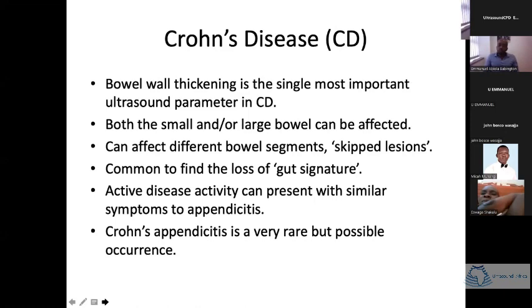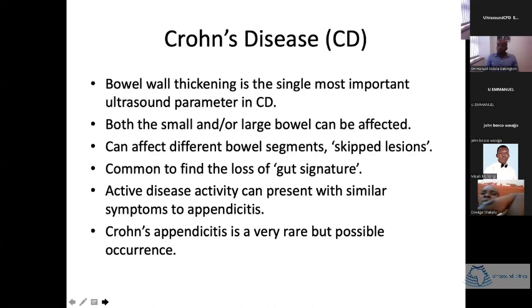And you commonly have lots of gut signature. You tend to have mesenteric edema, and mesenteric fat wrapping around the abnormal bowel. You tend to have increased disease activity, which can give symptoms similar to appendicitis. So in a nutshell, the symptoms of active Crohn's disease can mimic appendicitis.